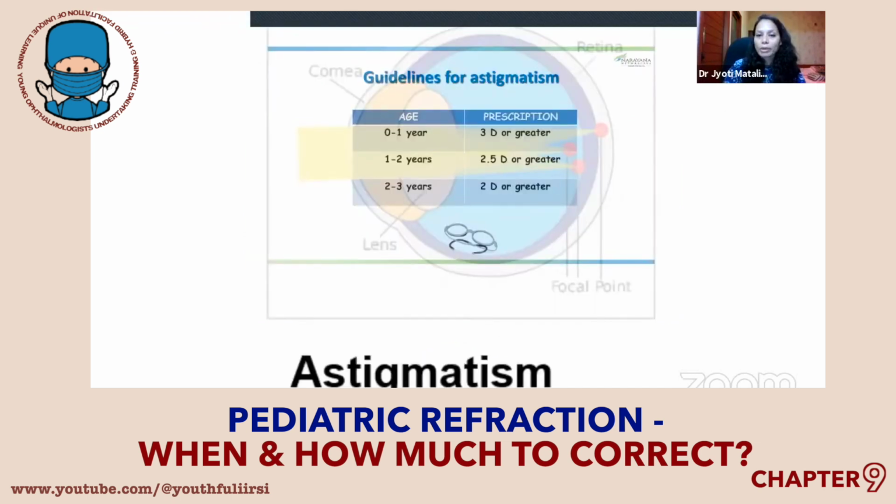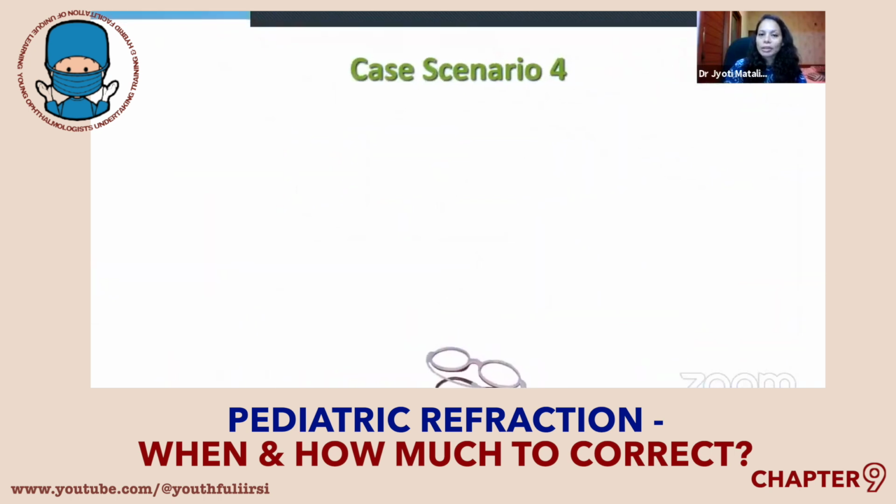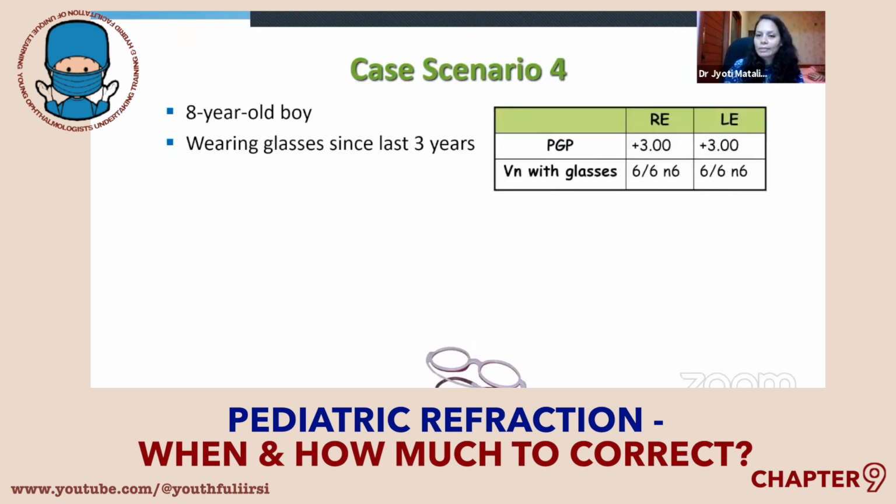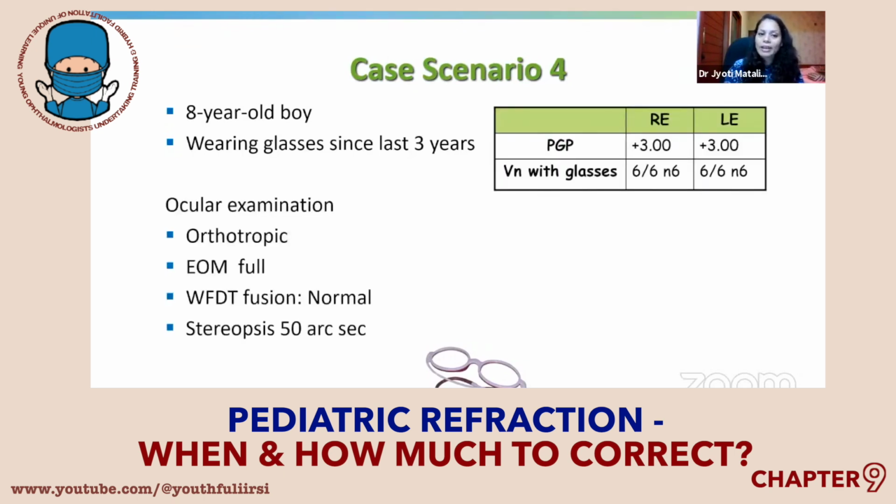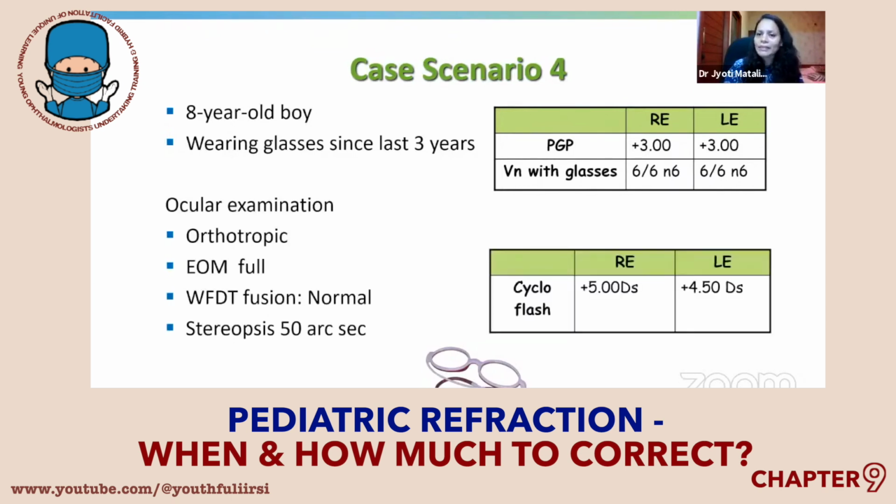Now, the third important, hypermetropia. Let's look at case scenario 4. An 8-year-old boy wearing glasses since the last 3 years. You can see the glass power is +3 in both eyes. Vision is good. He is again orthotropic, no squint, and rest everything is fine. Look at the refractive error. Now, the glasses given are almost +2 diopter less than what is required.